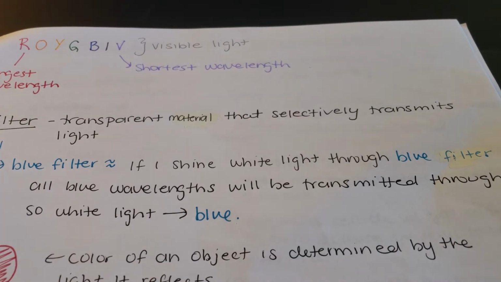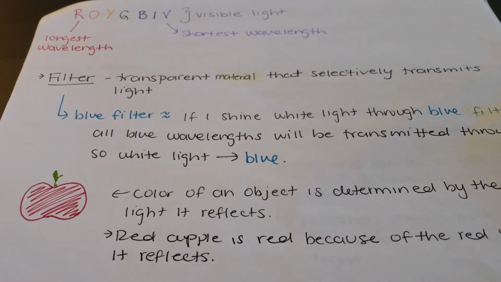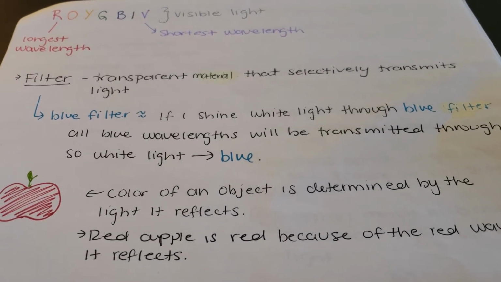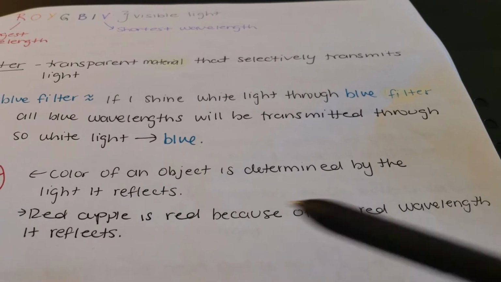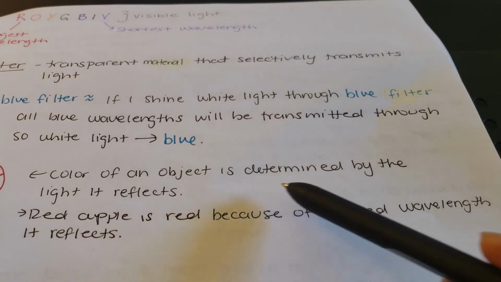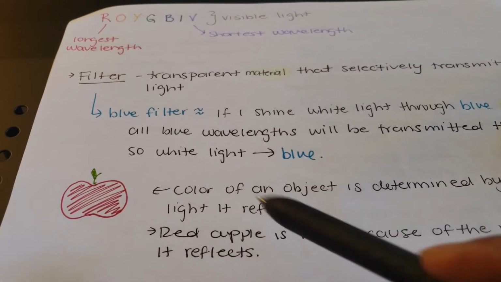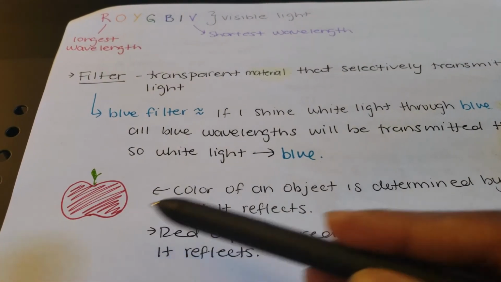And if you look at an object like an apple, we also talked about how when you look at an apple that's red, the reason that the apple is red is not because it's absorbing the red light or red wavelengths, it's because the apple is reflecting the red wavelengths. So the apple is red because of the red wavelength that it is reflecting. Right here I said the red apple is red because of the red wavelength it reflects, and the color of the object is determined by the light it reflects. So this red apple is reflecting the color red and not absorbing it.